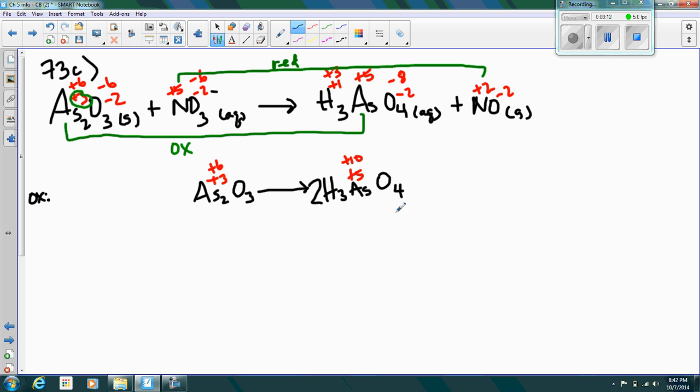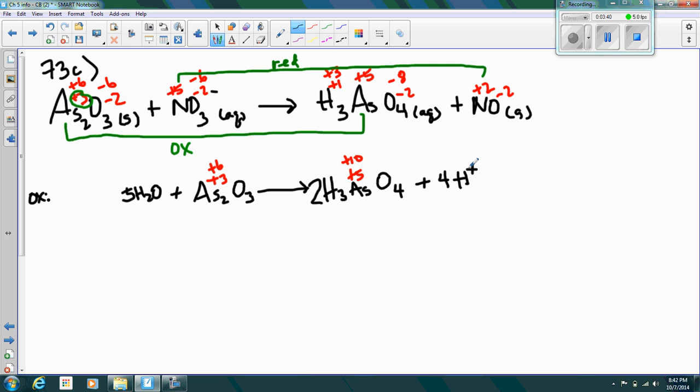And I'm going to balance this with water. 2 times 4, I have 8 oxygen plus 3. So I need 5 waters on the left-hand side. Excuse me for that. And now let's count up our hydrogens. On the left, I have 10 hydrogen. On the right, I have 6. So I need 4 more hydrogen ions on the right-hand side.